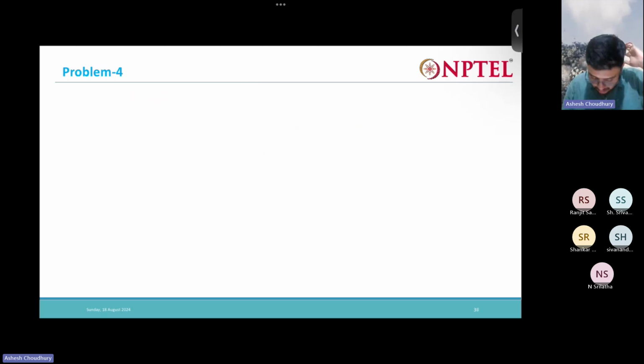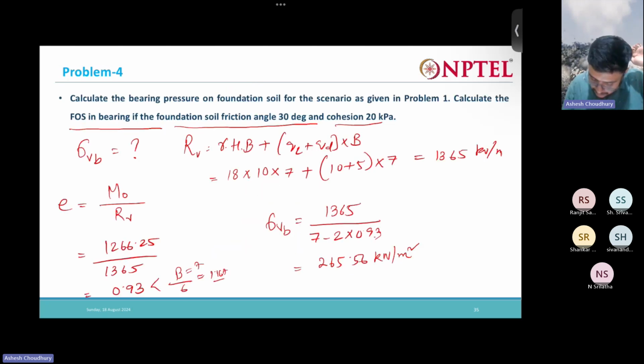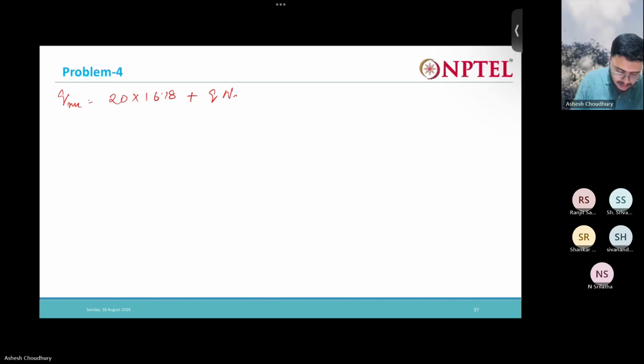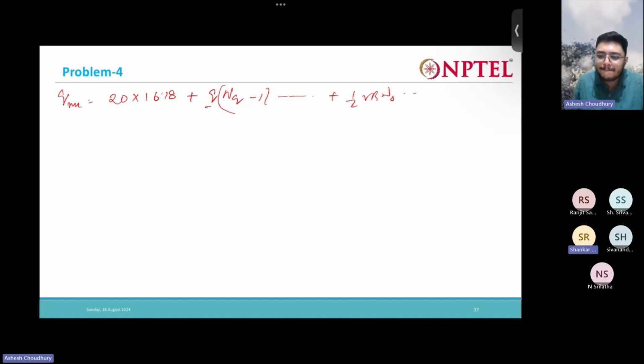Now what is q? Now what will be q? This is something like Nq minus 1, right? Then other factors, right? Nq plus half γ B Nγ, other factors. So how much will be q? No, what is q? q is, in terms of foundation, you think, now what is q?